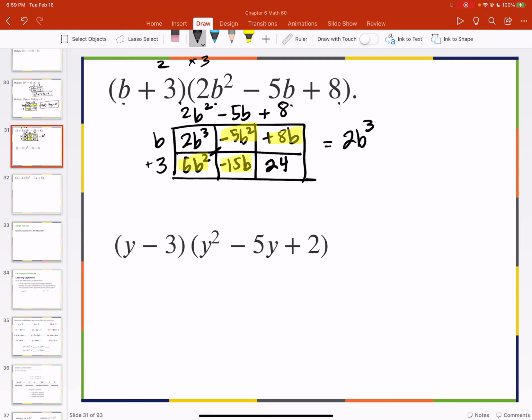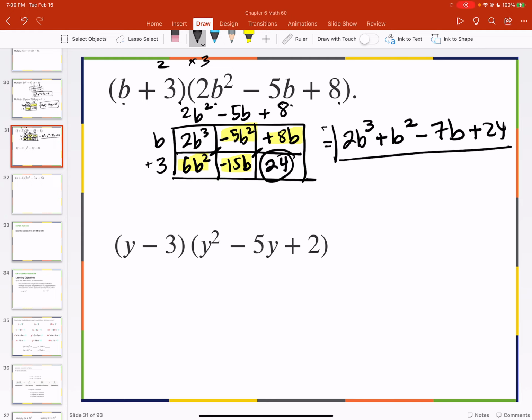And then 6b squared minus 5b squared becomes a positive b squared. And then finally, negative 15b plus 8b becomes negative 7b. And then finally 24. And that's it. Let's do one more. Again, you could try this on your own and then hit play.